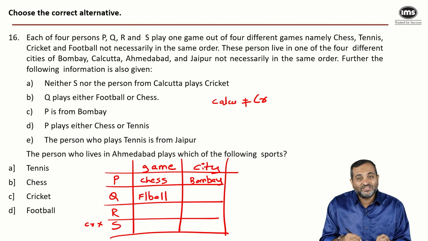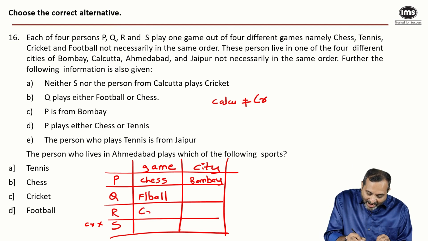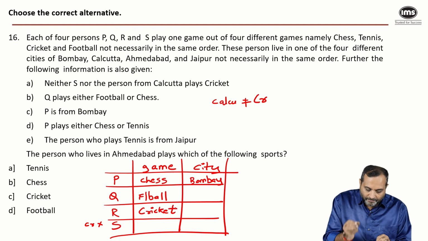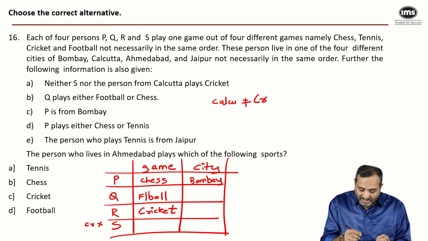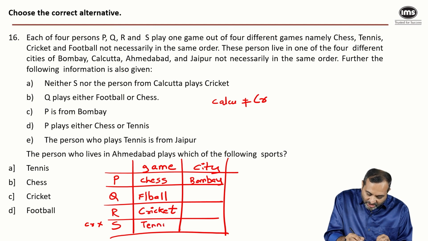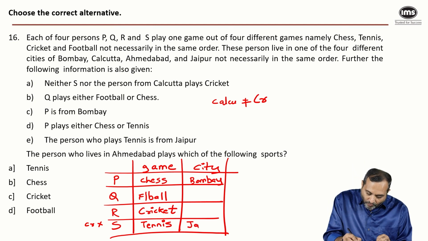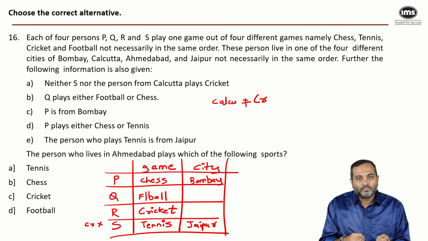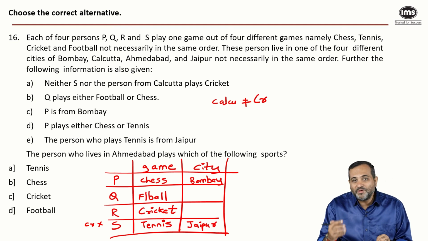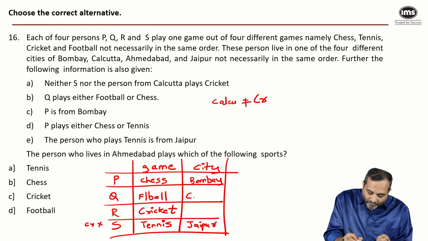I also know that S is not playing cricket. So can I say R has to be playing cricket? And which game is left? Tennis. So S will play tennis. So one column is already filled. Now let's look at the city. What was the condition? The player who plays tennis is from Jaipur. So can I say S is therefore from Jaipur? The player from Calcutta cannot be playing cricket. So can I say Q has to be from Calcutta? And which city is left? I am left with Ahmedabad. So R will be from Ahmedabad.